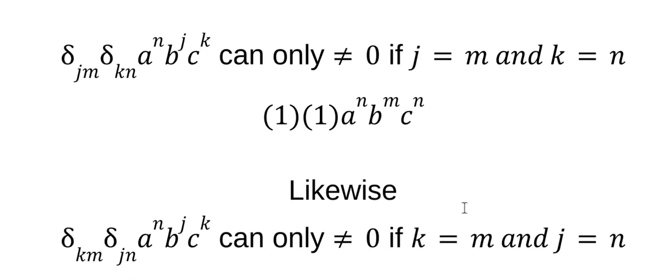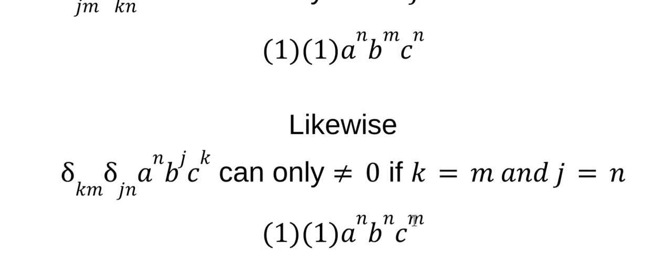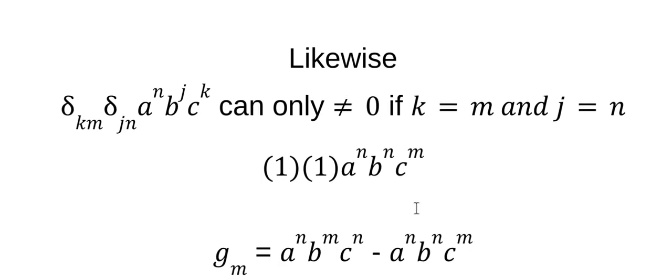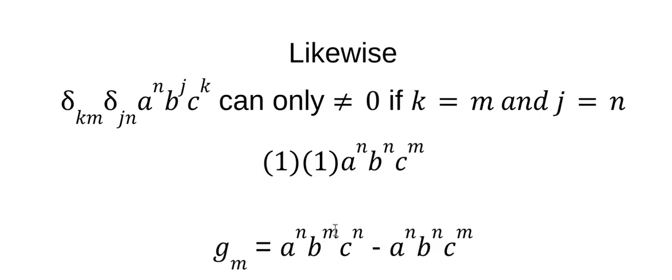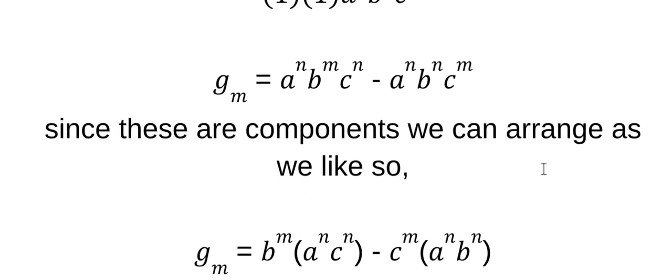It's likewise for the second term, the exact same thing. This can only be non-zero if K equals M and J equals N, which makes this 1 times 1 times this, the product. So let's put that back into our equation, and we get this. Now, these are vector components. We can move them around any way we want, okay? And we did, and we get this.